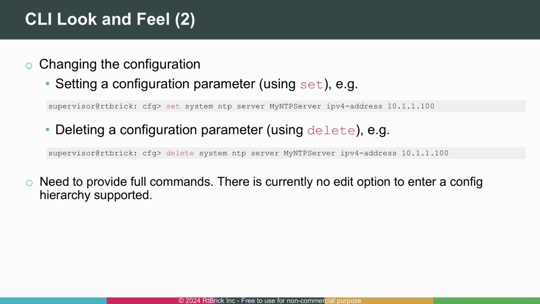When it comes to making changes, all configuration starts with the set command. If you need to remove something you've previously configured, you'd use the delete command. Now, something important to note: unlike some other vendors, RBFS doesn't let you jump into a part of the configuration and work from there. In RBFS, you always need to enter the full path of the command. However, this also lets you delete entire branches in one go. For example, delete system NTP will remove all configured NTP servers.